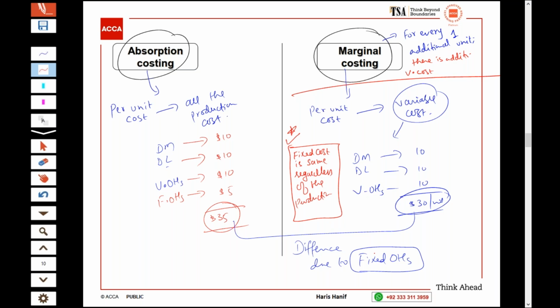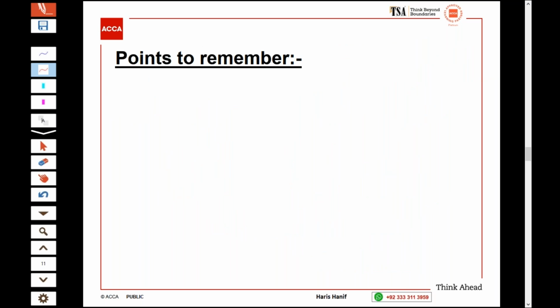Now see the technicality of this. Points to remember. This is a very important slide.